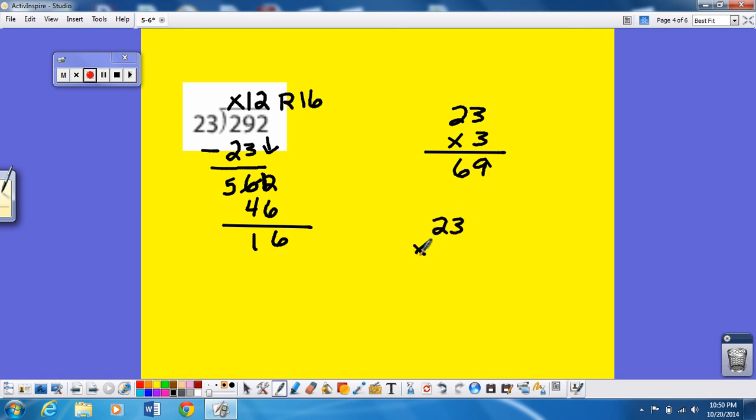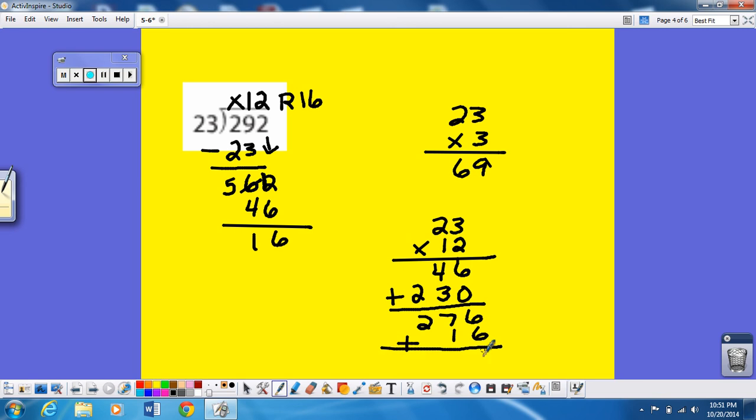23 times 12. 2 times 3 is 6. 2 times 2 is 4. Put down your placeholder. 1 times 3 is 3. 1 times 2 is 2. Let's add these up. 6 plus 0 is 6. 4 plus 3 is 7. Bring down your 2. And don't forget, you're going to add your remainder, 16. 6 plus 6 is 12. 7, 8, 9. And bring down your 2. And once again, we came up with the same answer as our dividend.